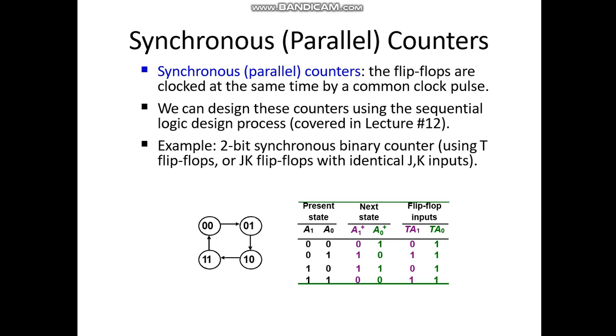So this is another example. So that is a synchronous parallel counter. The flip-flops are clocked at the same time by the common clock pulse. We can design this counter using the sequential logic design process. Okay, there is an example of a 2-bit synchronous binary counter using the T flip-flop and the JK flip-flop.